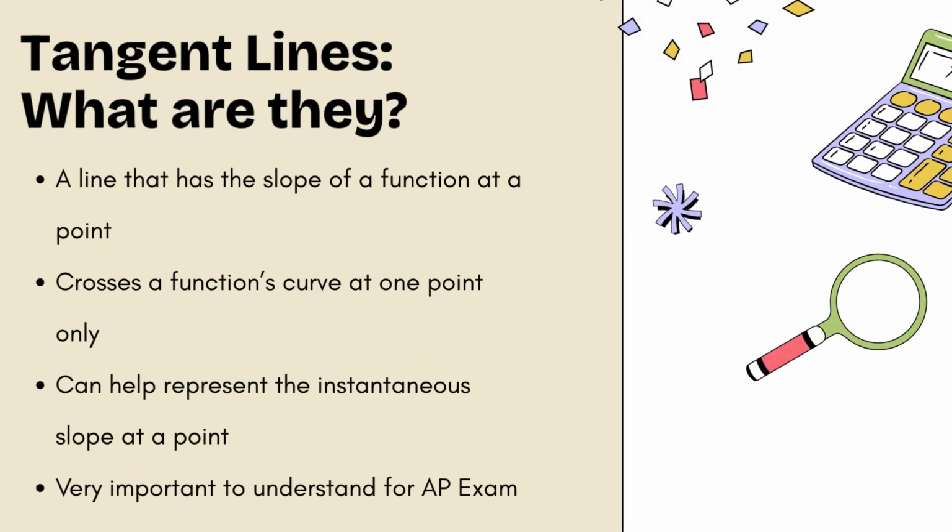So now we are going to dive into tangent lines. A tangent line is basically a line that has the slope of a function at a given point, and it crosses a function's curve at one point only. It can help represent the instantaneous slope at a point, because it's a line that represents that same slope at a point on a function's graph.